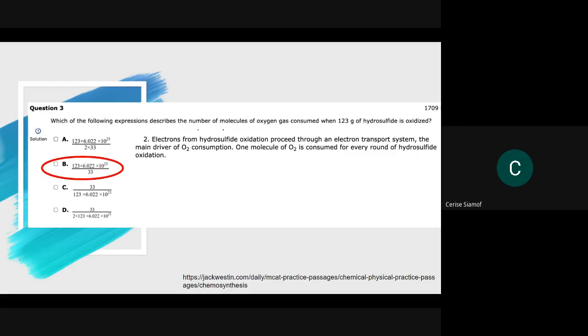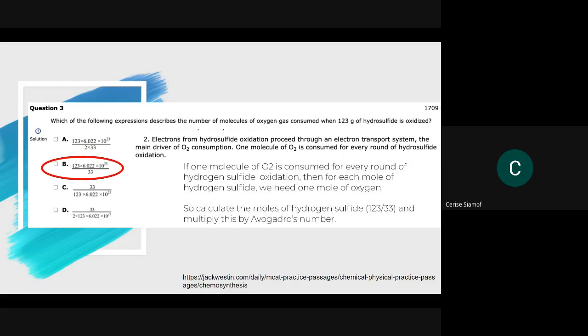So if you click again, yep, for each mole of hydrogen sulfide, we need 1 mole of oxygen. So we calculate the number of moles of hydrogen sulfide, or hydrosulfide, that we are trying to oxidize, and that is 123 over 33. That's the mass given to us divided by the molar mass. Then to get the number of molecules of oxygen, we multiply this by Avogadro's number, 6.02 times 10 to the 23rd. So that gives you answer B.